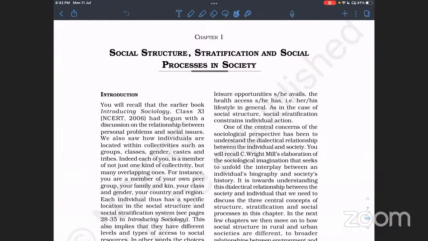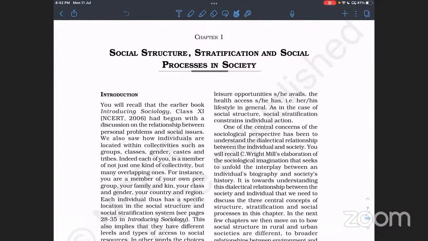Simple. Let's say there are two religions, religion A and religion B. What all possibilities exist in their interaction? They may be very cooperative with each other. They may be cooperating with each other. And one more possibility, they may be accommodative to each other.